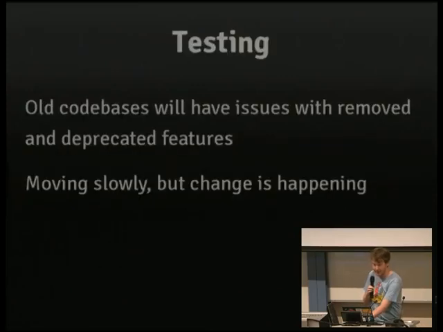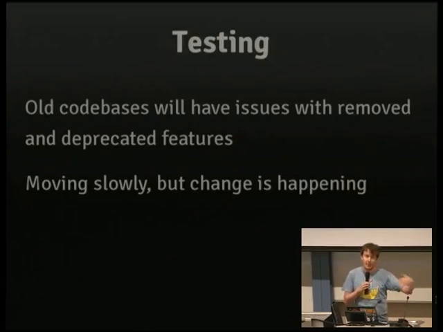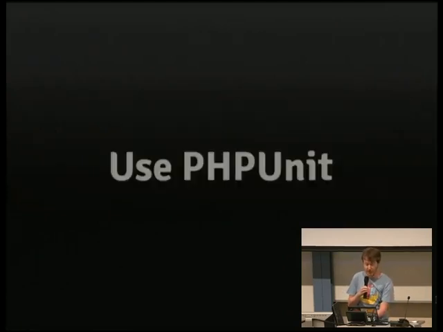The bad news is that obviously old code bases have some issues with removed and deprecated features, as I said. PHP is trying to evolve slowly in an attempt not to break old code. I mean, PHP 4 code generally worked fine up to 5.3, but it's starting to change now. Register globals got removed, magic quotes got removed, and so on.